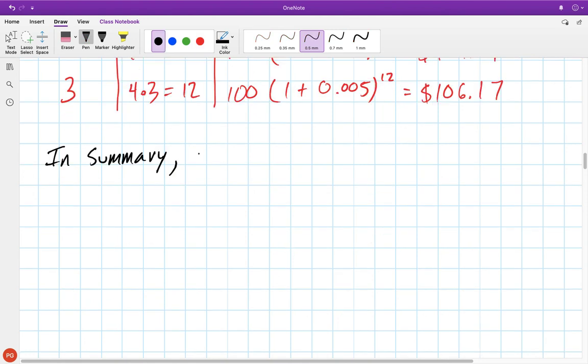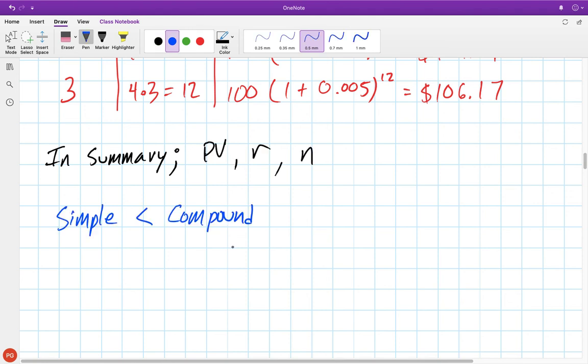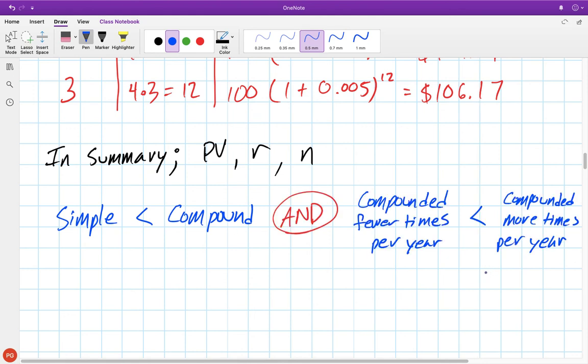So in summary, if we have the same present value, interest rate, and number of years, simple interest will always be less than compound interest. And when it comes to compound interest, compounded fewer times per year will be less than compounded more times per year. So the more often you recalculate, the more often you update your answer, the more money you have.